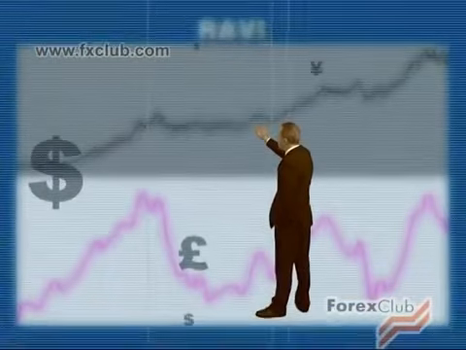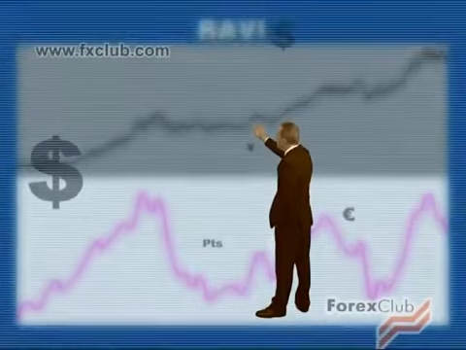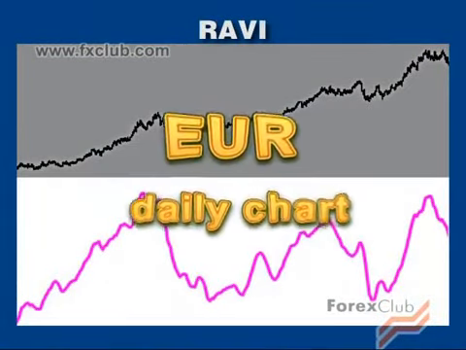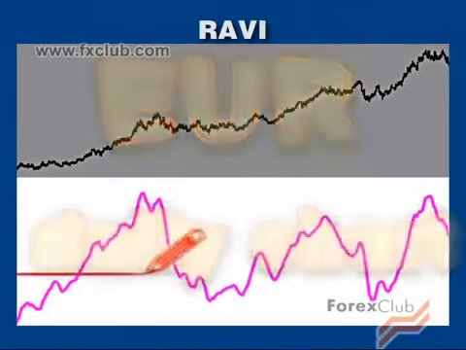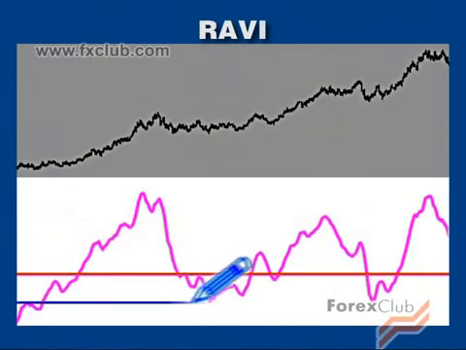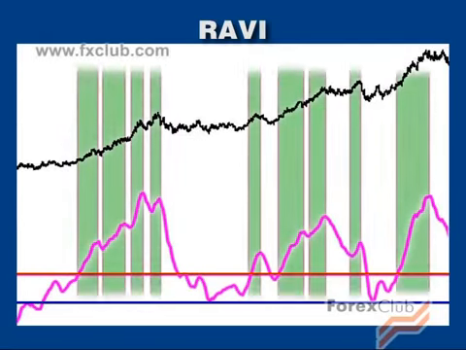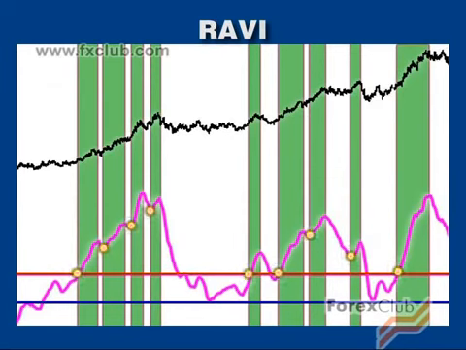And here is an example of RAVI at work on a daily chart. Here's a daily euro chart. We've decided to set our signal lines at levels of 1%. If we designed our trading system based only on the RAVI trend indicator, we would get buy currency signals and exit signals within the green zone.